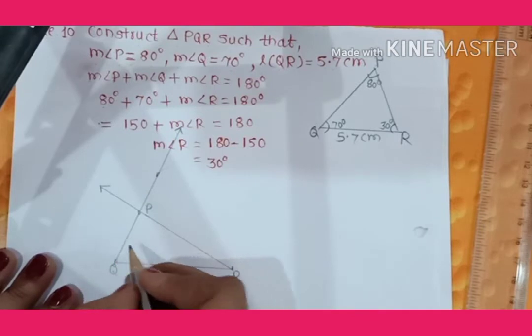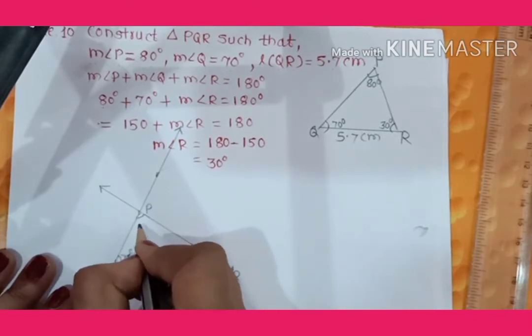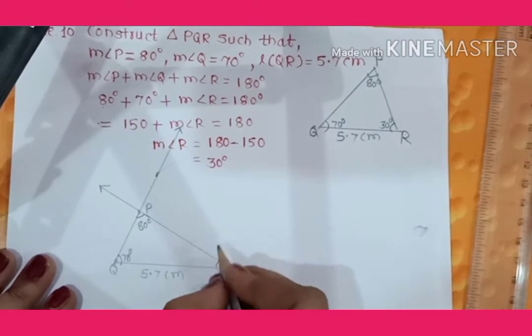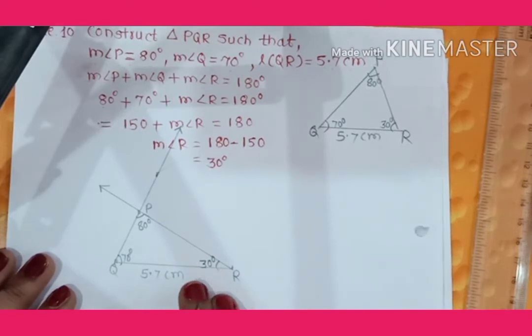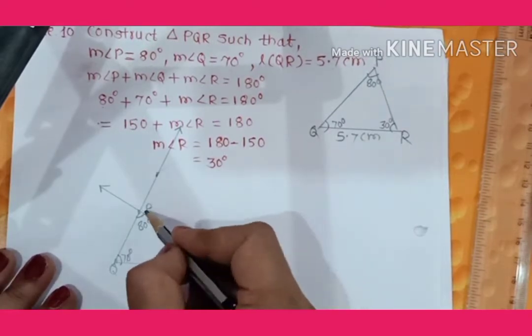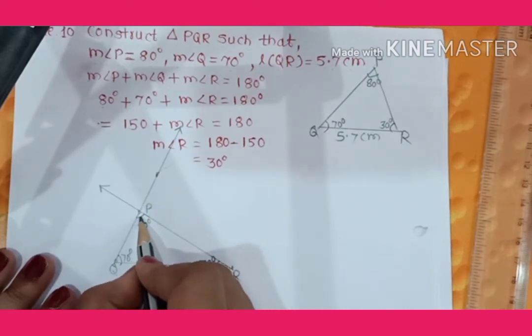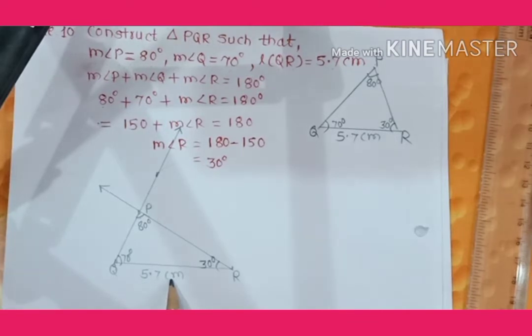Now measurement of the angle Q is equal to the 70 degree. Measurement of angle P is equal to the 80 degree. And measurement of angle R is equal to the 30 degree. It is our required figure. Triangle PQR such that measurement angle P is equal to 80 degree, measurement angle Q is equal to 70 degree and length QR is equal to 5.7 centimeter.